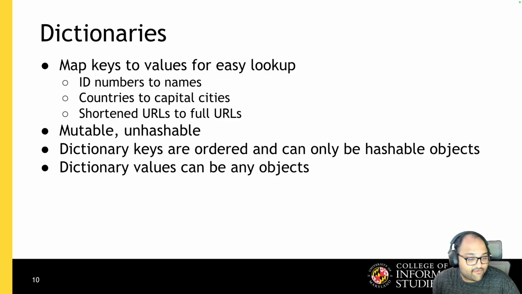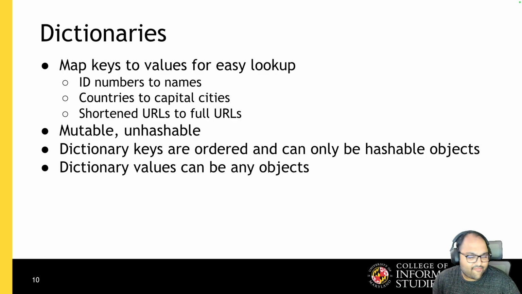So that's exactly how you would remember it, right? So an ID number to a name, a country to capital city, a shortened URL to a full URL, or a word to a definition. It's a dictionary, right? And what's cool about dictionaries is they're mutable, right? So you can update them anytime, but of course, because of that, they are unhashable, right? Dictionary keys are ordered, right? And can only be hashable objects. Dictionary values, though, can be any objects, which is a little weird.